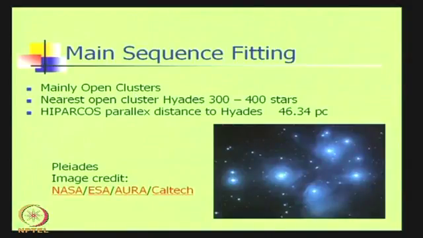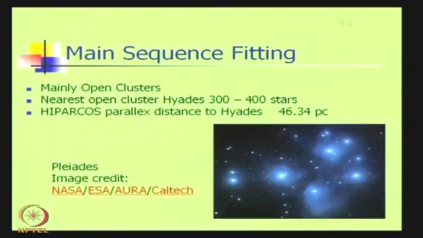So for example, with Hipparchus, the distance to the nearest open cluster, which is called Hyades, has been determined. It has 300 to 400 stars, and a very accurate distance determination has been possible using this satellite, and it gives an estimate of 40.34 parsec. That is the nearest open cluster. Okay, that is possibly the current most precise value, but historically also this is one approach people could have taken. So you use the parallax method to find the distance to an open cluster.